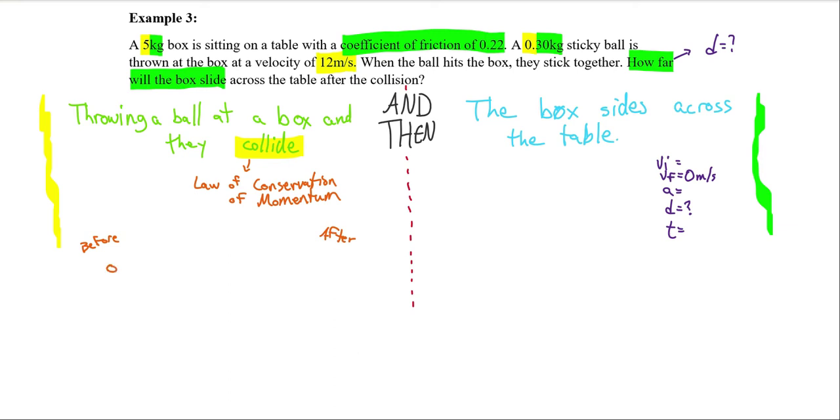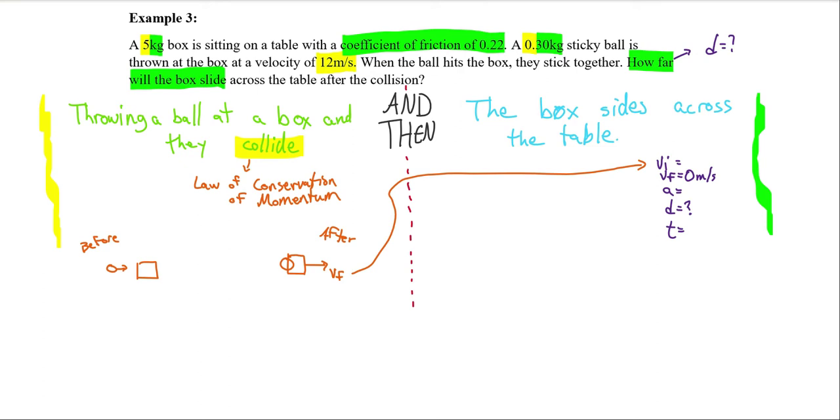Before, I had a ball and a box, and the ball was moving. And after, I have a ball stuck to a box, and they're both moving. You might see that the final velocity in this case is going to be the velocity that it begins sliding across the table. So I'm going to use my law of conservation of momentum to do this.